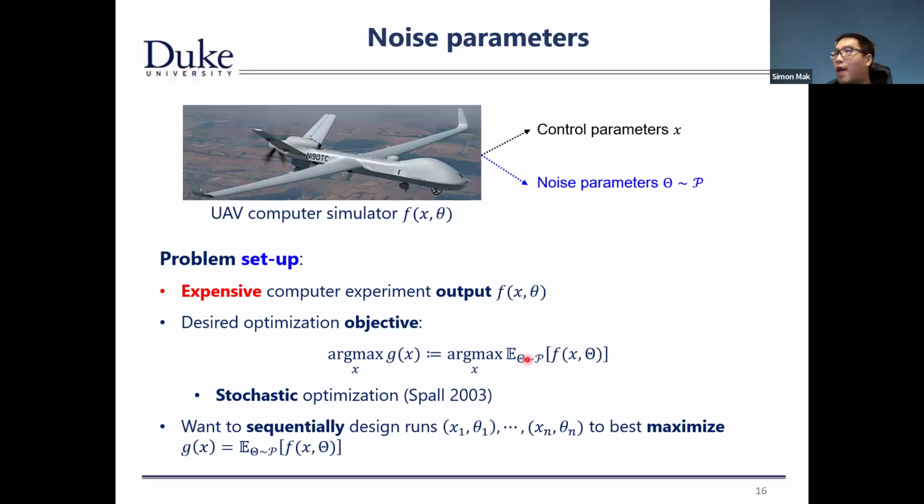Okay. Now, for the case where f is not expensive, this is known as stochastic optimization in the operations research literature, and there's been a broad work on this. But of course, the novelty here is that this f here is very expensive, and so we can't really apply some of these existing techniques. And so what we want to do here is do exactly the Bayesian optimization procedure, where we want to design these runs x1 theta 1 all the way to xn theta n sequentially in order to maximize this g of x in a sequential fashion with limited runs. So that's the idea.